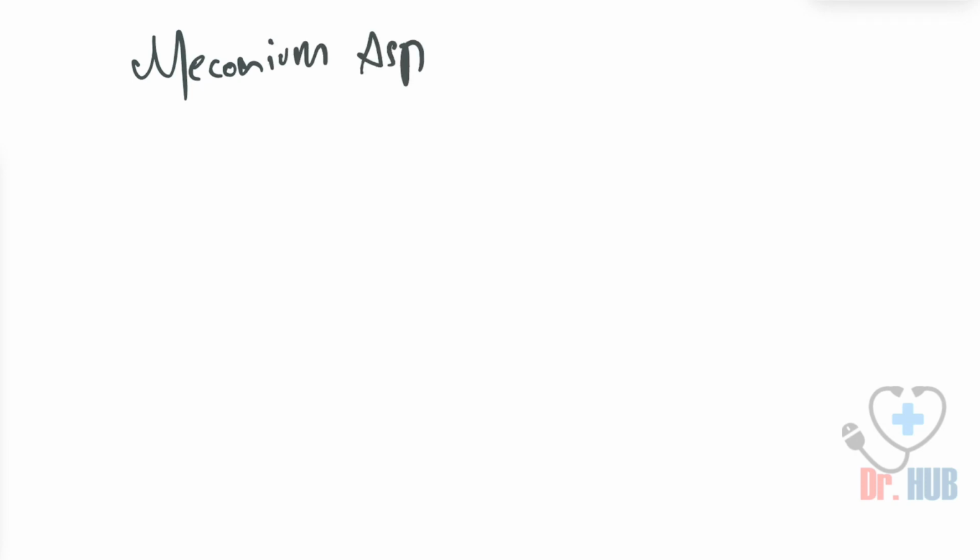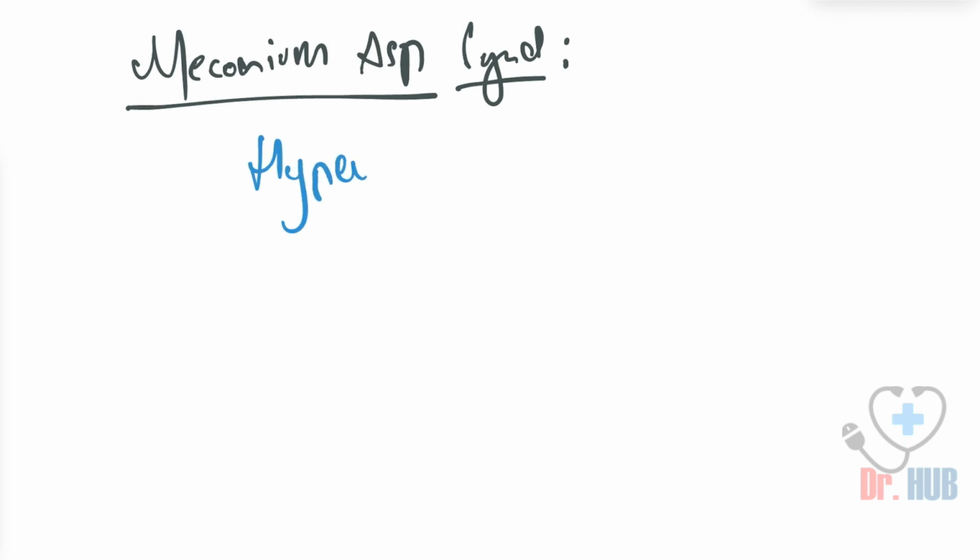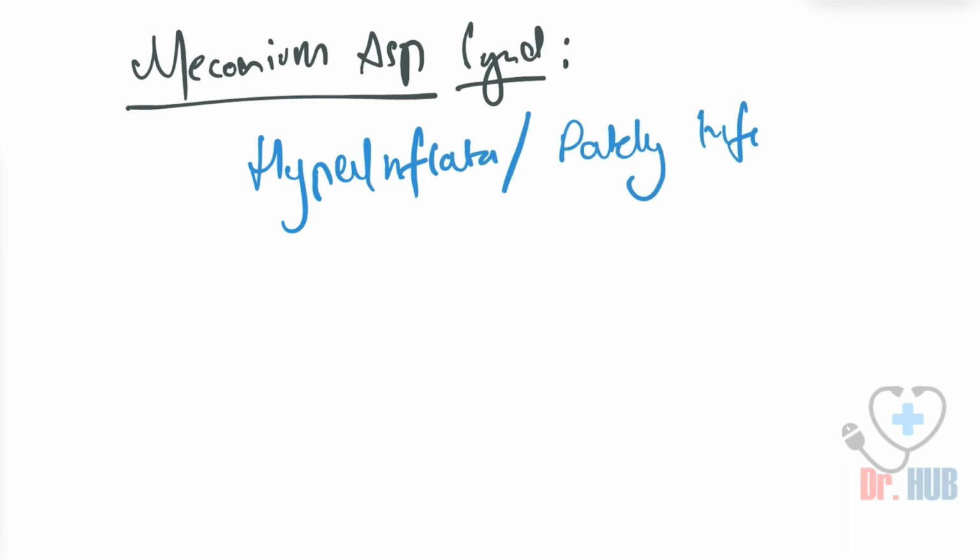Next, we move on to the meconium aspiration syndrome. In terms of the meconium aspiration syndrome, what are the findings? So here there is hyperinflation. And there are also patchy infiltrates and coarse streaking.